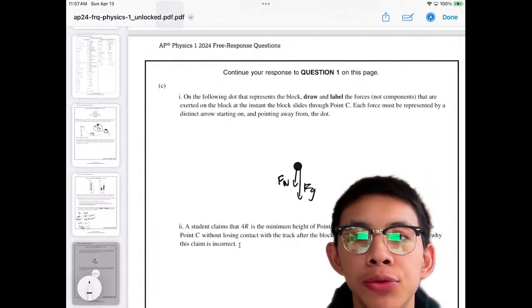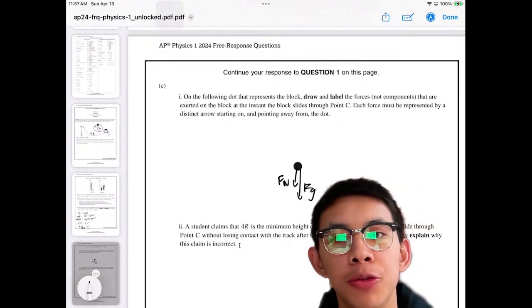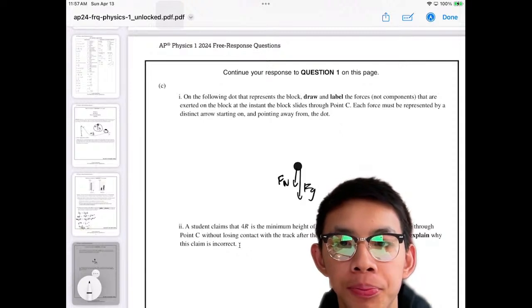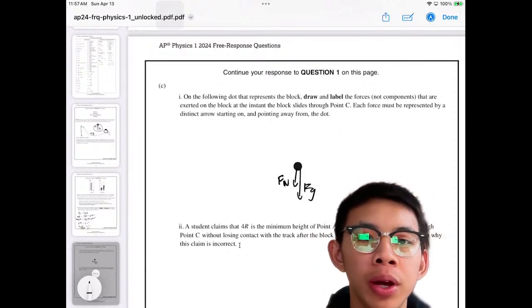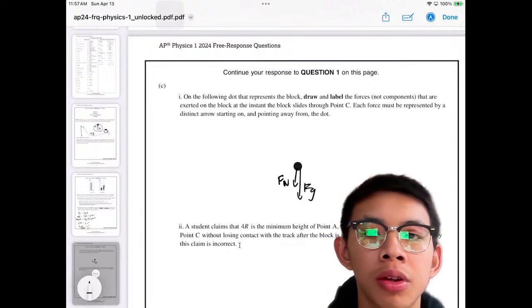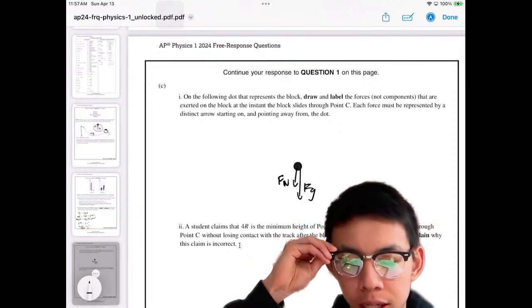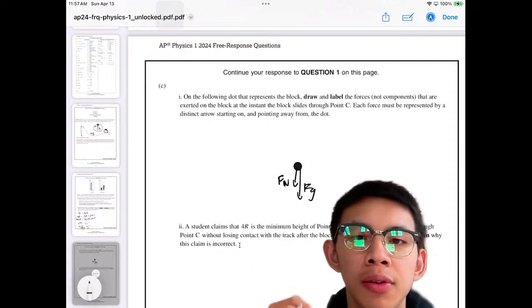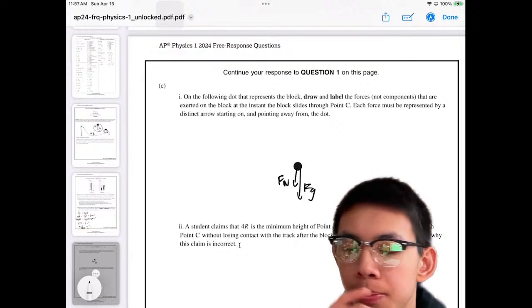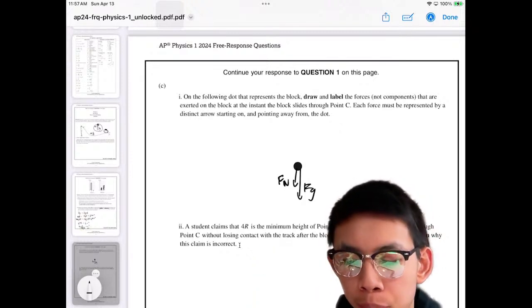So I get points for drawing a downward arrow. I get another point for drawing another arrow for normal force. There is no penalty for showing the magnitude of these. Arrows of any non-zero magnitude can earn these points. So as long as it shows a magnitude of any sort, I'll get the point.